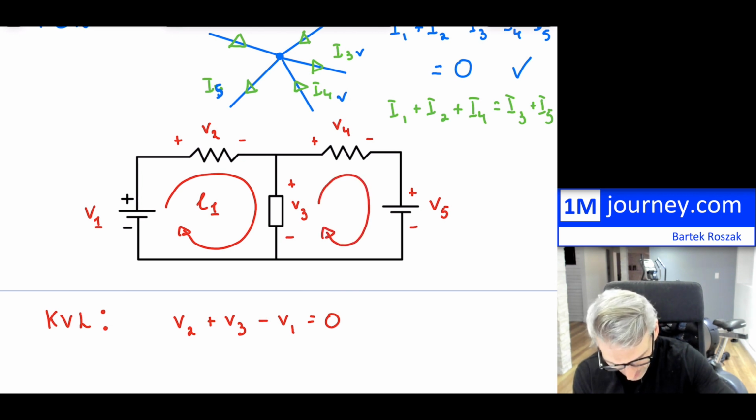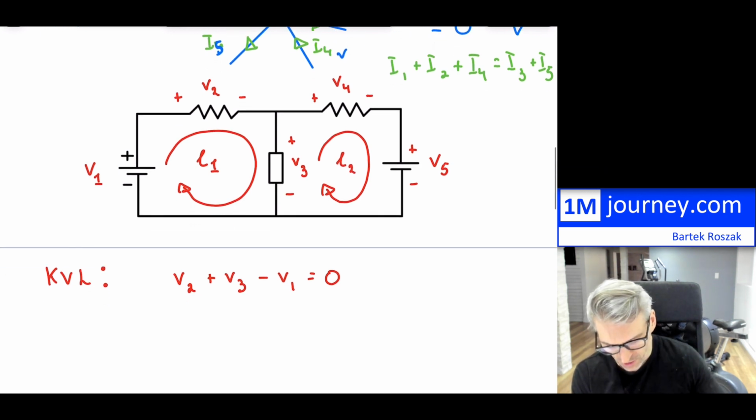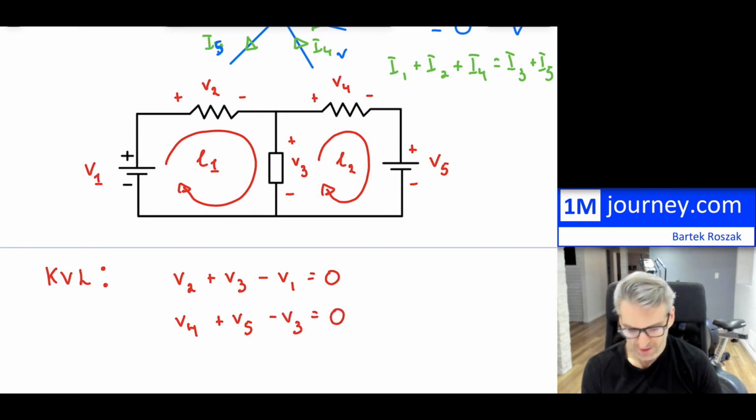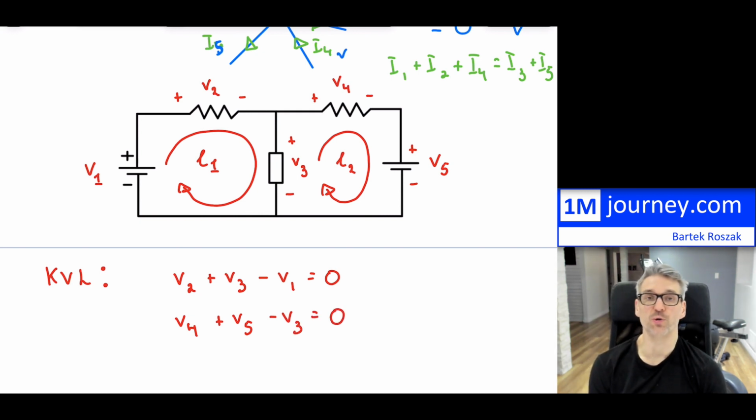So I can create loop number 2 over here, and this is from loop number 2. So I'm going to go V4. Again, it does not matter which one you start with. So plus, let's say, V5, and then minus V3 is equal to 0. All right, so that's another loop, and this is coming from Kirchhoff's voltage law.